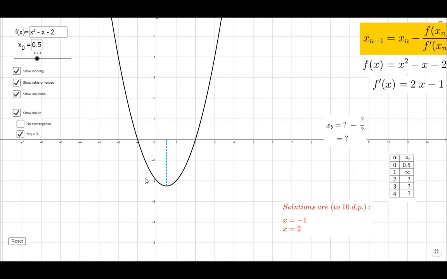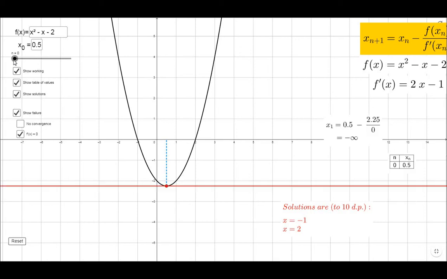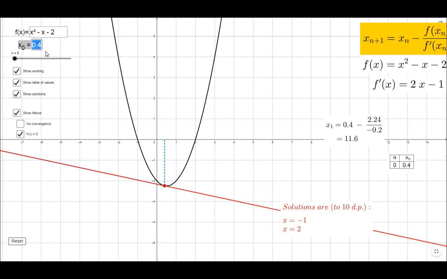So here we have a quadratic, and we can see that the roots we're aiming for are -1 and 2. But if we happen to pick 0.5 as our starting value, we have a minimum there, don't we? And so we know that we're going to have a tangent that's horizontal. We're never going to find the next value. But if instead we pick, say, 0.4, then we do get the next estimate, but it's way off the screen, very far negative. So actually we started really close to -1, and we've now gone much further away. So our first iterate is further away than our starting value.